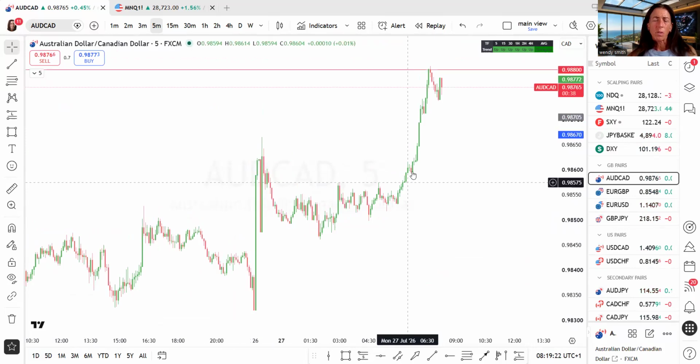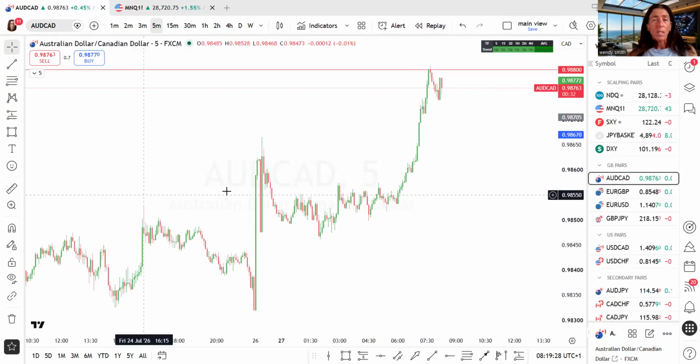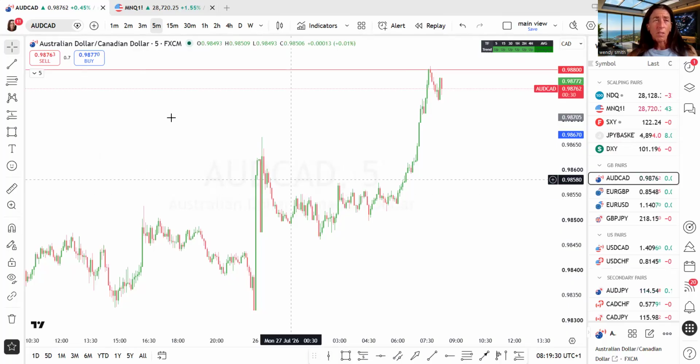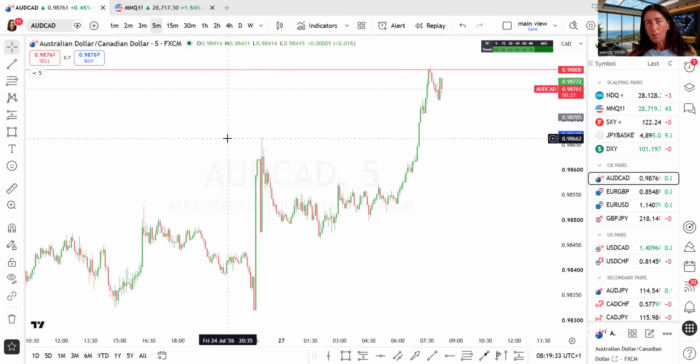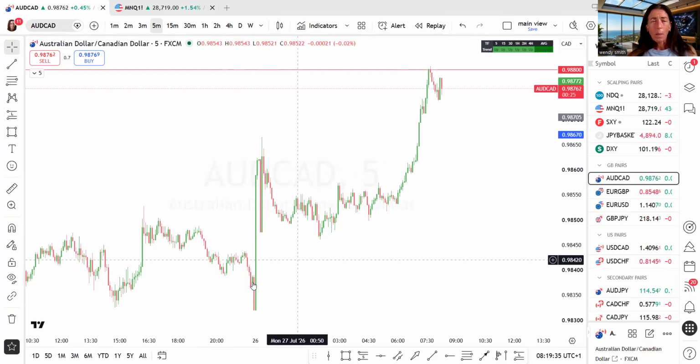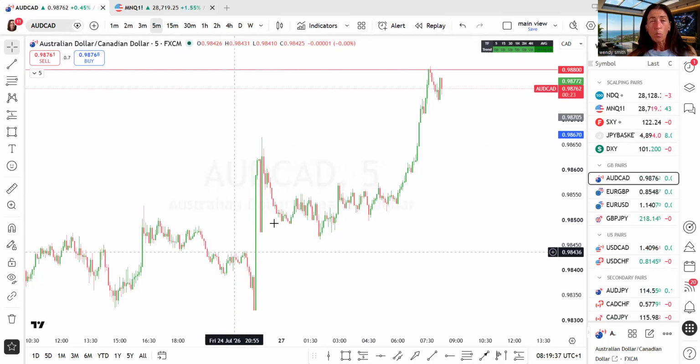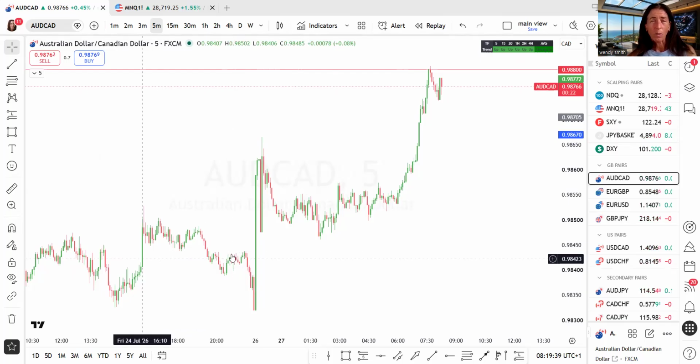Each one of these vertical lines is called a candle. They all take 5 minutes to form on this because I'm on a 5 minute chart. All Forex trading is, it's currency pairs. So this is the Australian dollar, the Canadian dollar. And all of this, we term as price action.